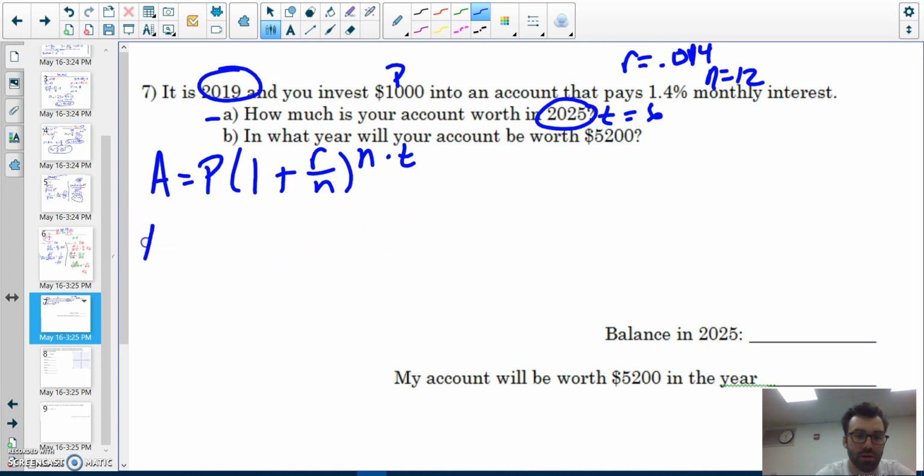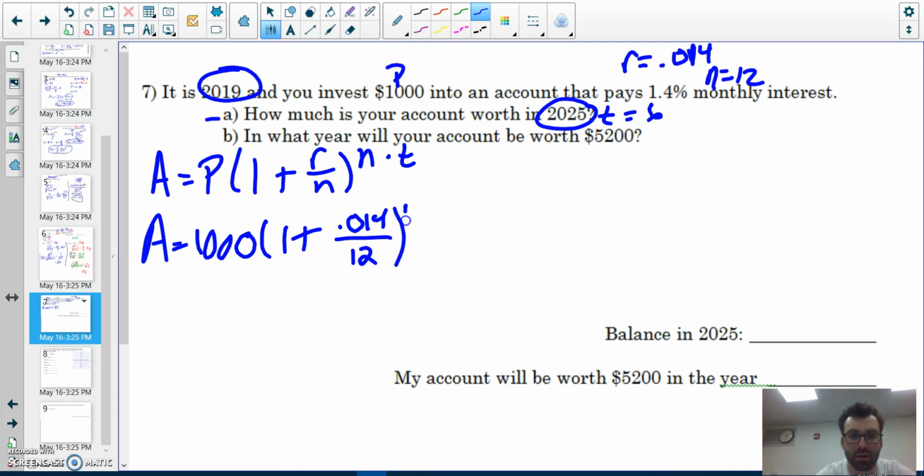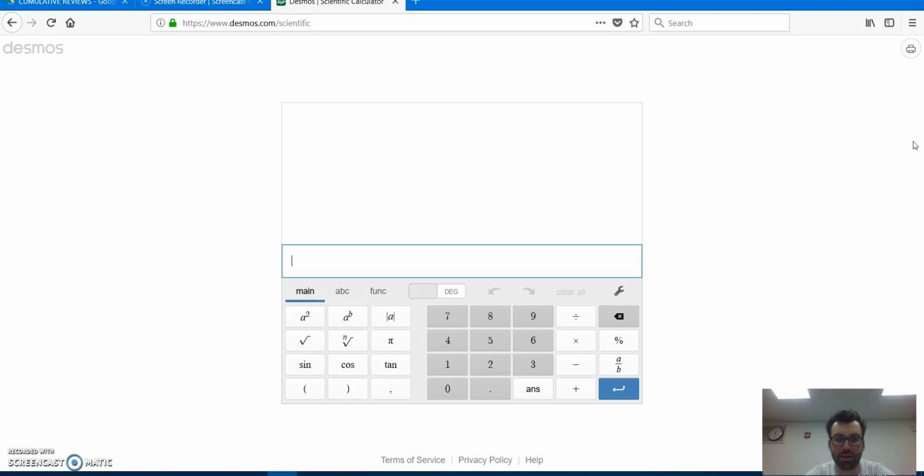Okay, so I'm going to throw in what I know. A equals 1,000 times (1 plus 0.014 over 12) to the 12 times 6. Alright. I know there's a couple ways we can do this in our calculator.